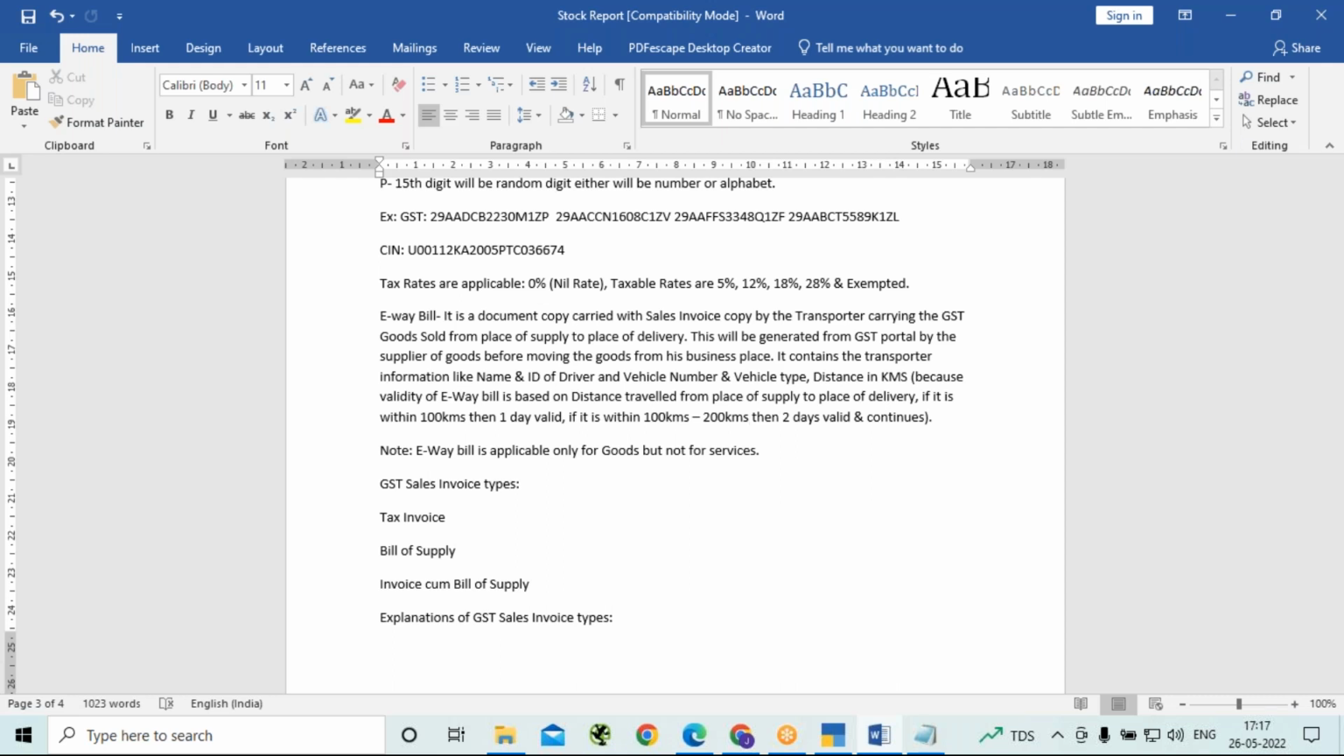So when they start the vehicle, they have to hold a tax invoice which gives the details of who is the customer, who is the seller, what items, and what is the value. With that, you should also give the information about the e-way bill, that is, the travel details. Is that clear? Is that clear, everyone?